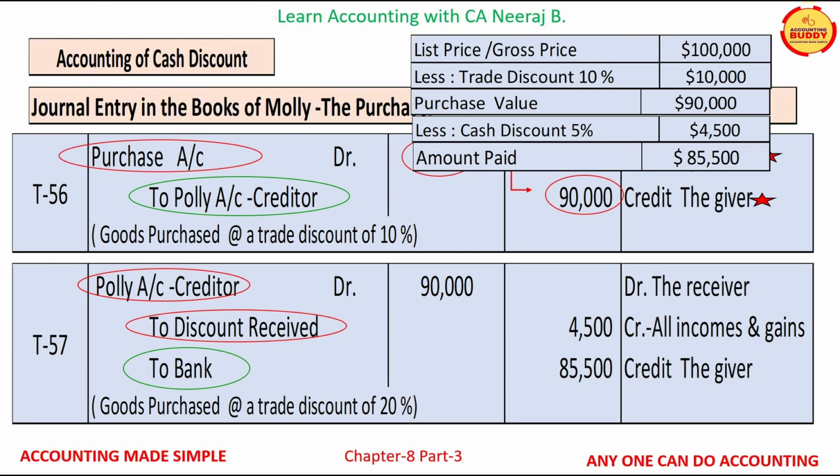Polly's creditor account is a personal account and will be debited with the amount of the transaction settled for the value of $90,000. Discount received, being business income, will be credited with the amount of the cash discount of $4,500. Bank account is a personal account, therefore under the rule of credit the giver, it will be credited with the actual amount of $85,500 paid.